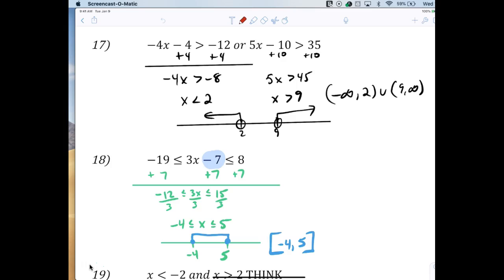Now, I think it's a good idea to do the number line because that helps you visualize the numbers. Less than 2, greater than 9. Negative infinity over here, positive infinity over here. Read numbers from left to right. So we'll go from negative infinity to 2 and from 9 to infinity. Good on that? All right, double check it.